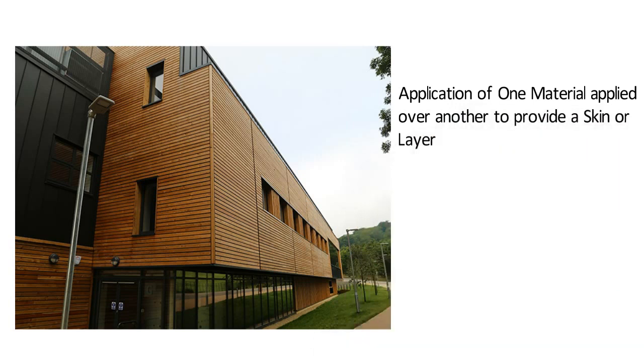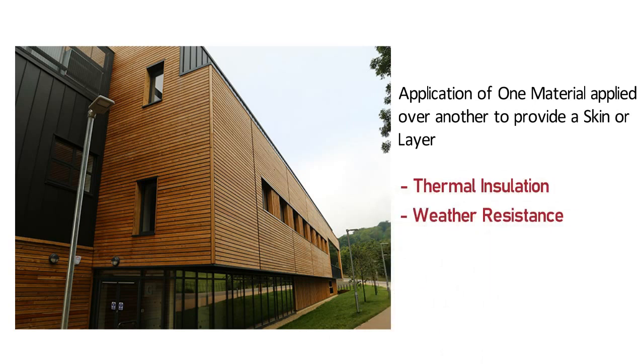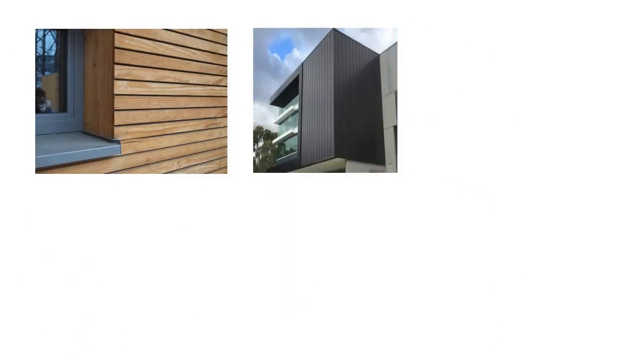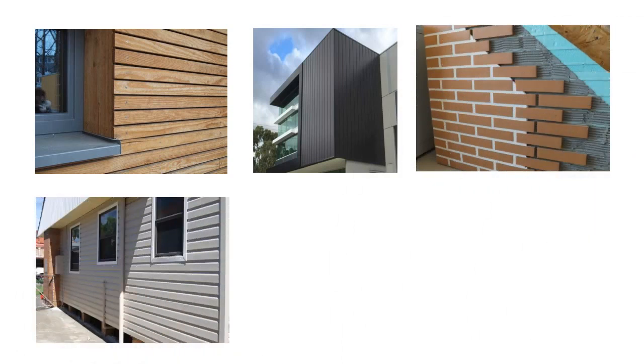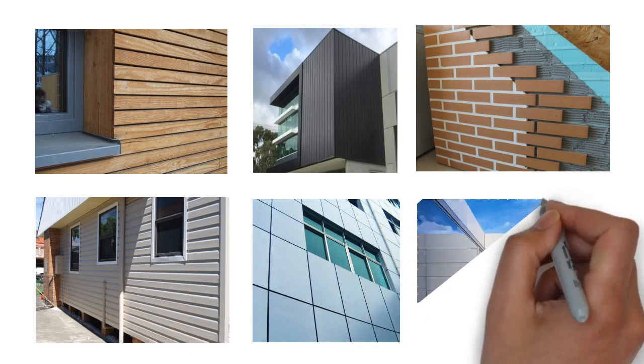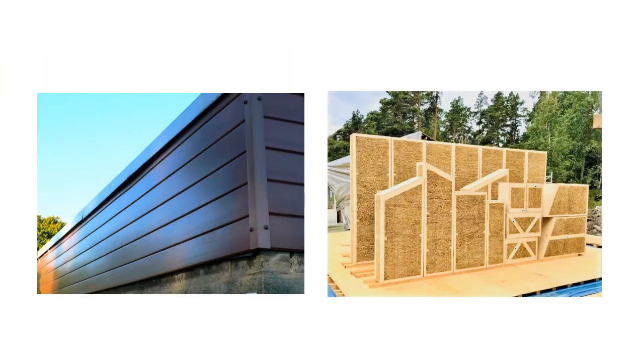Cladding is the application of one material applied over another to provide a skin or layer. In construction, cladding is used to provide a degree of thermal insulation and weather resistance and to improve the appearance of buildings. Cladding can be made of wood, metal, brick, vinyl and composite materials that can include aluminium, blends of cement and recycled polystyrene or rice straw fibers.